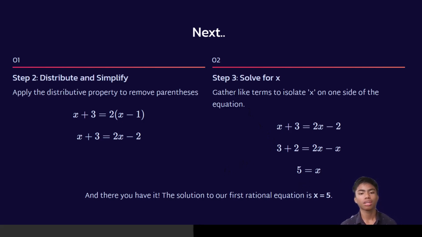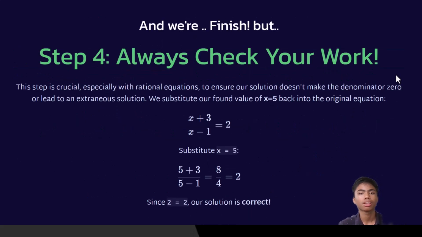And there you have it. The solution to our first rational equation is x equals 5. We're finished, but in step 4, we always check our work.